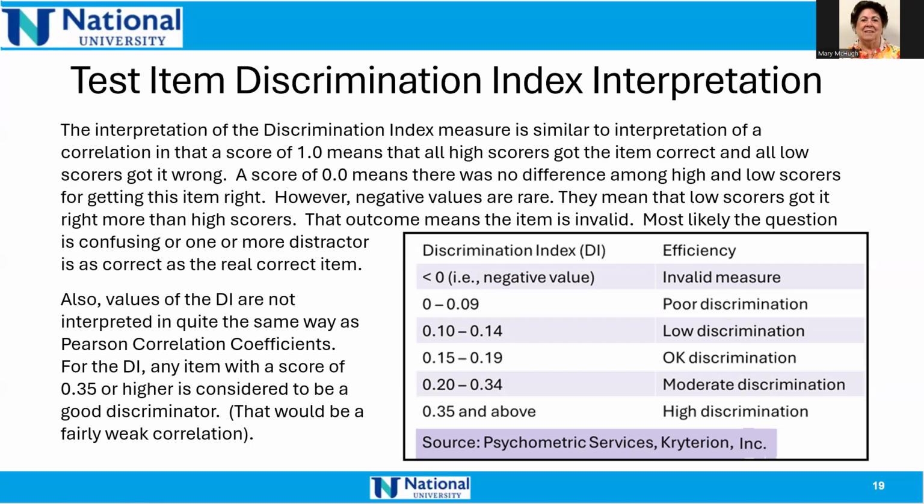Now, if you get a negative value in your discriminating index, in other words, a value less than 0, what you will find is that there's something seriously wrong with the item, because a negative value means that your low scorers got it correct more often than your high scorers.